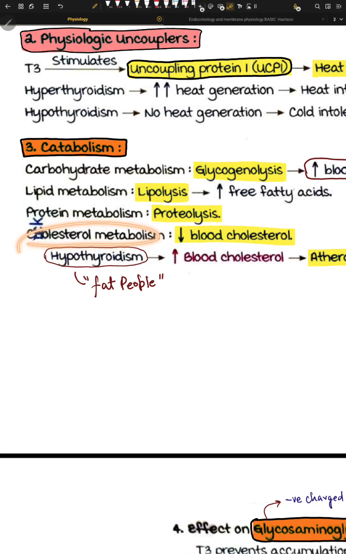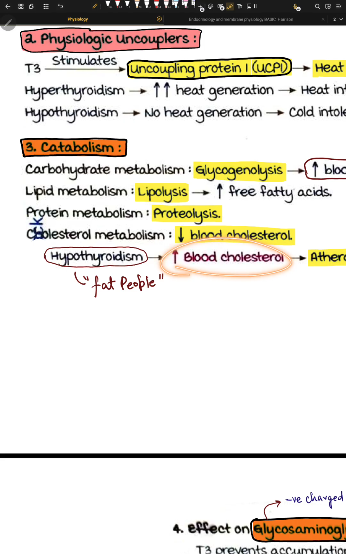So this is a problem. Another problem is in hypothyroidism, where T3 levels are low. It means cholesterol levels are high. It means the metabolism of cholesterol is stopped. The catabolism is stopped. Once the catabolism of cholesterol is stopped, the level of cholesterol in your blood increases.